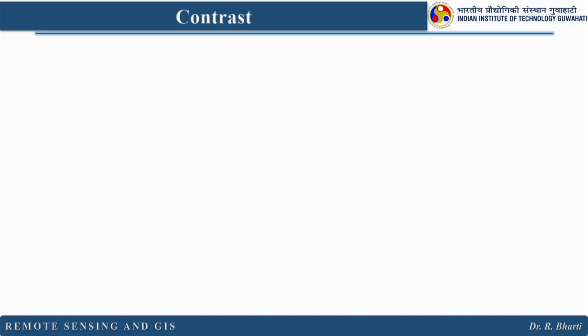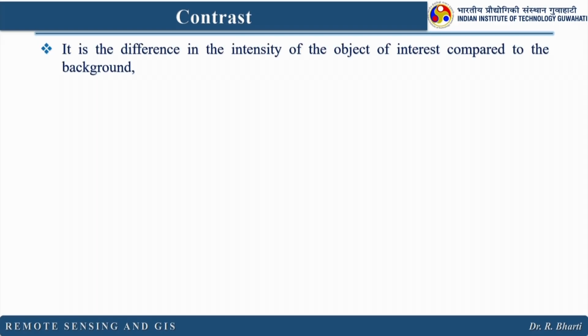So these images should be processed with some logic, right? So those logics we will see. So what do we mean by contrast? Contrast is the difference in the intensity of the object of interest compared to the background.